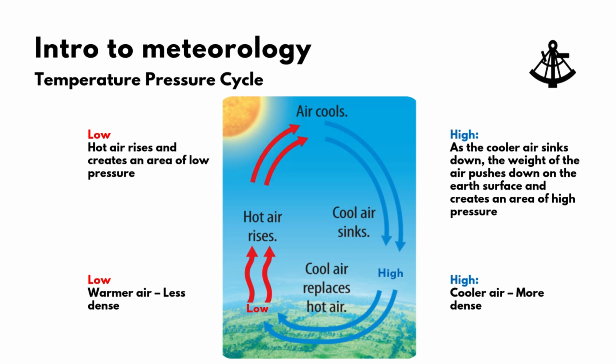The hot air rises, creating an area of low pressure. As the air rises, it cools down and it pushes down towards Earth's surface, creating an area of high pressure. The cooler air then flows across to replace the hot air, and we have the temperature pressure cycle.